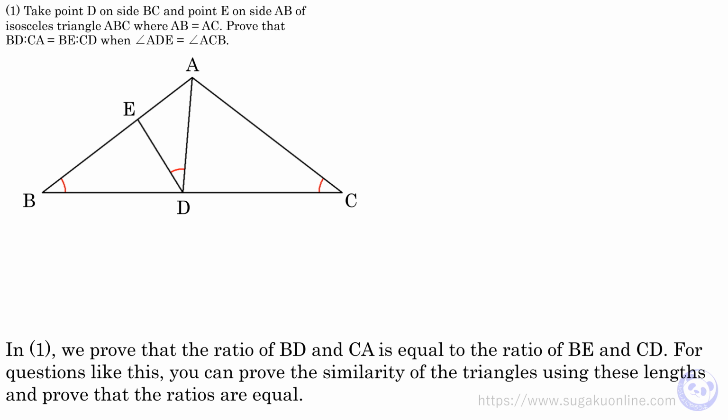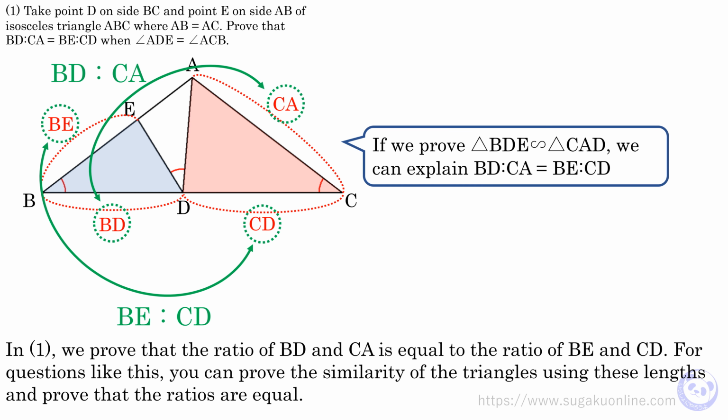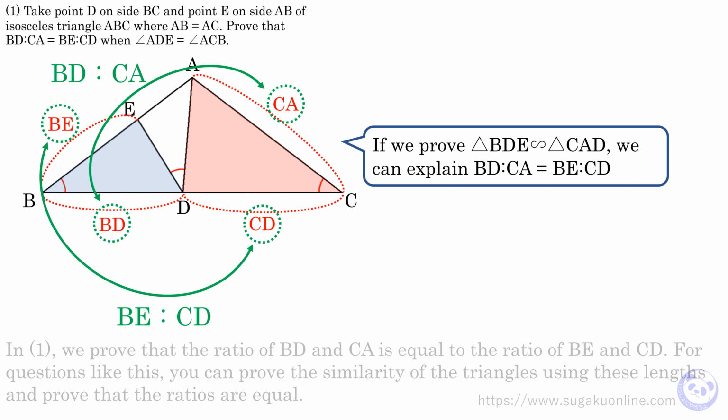In 1, we prove that the ratio of BD and CA is equal to the ratio of BE and CD. For questions like this, you can prove the similarity of the triangles using these lengths and prove that the ratios are equal.